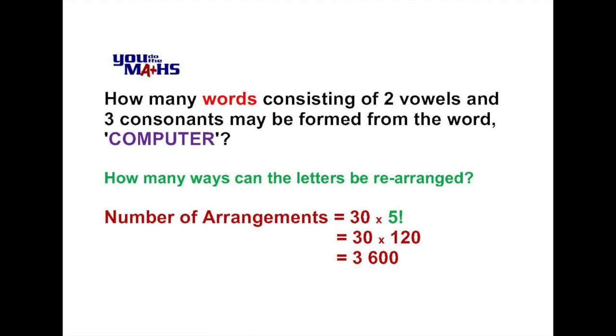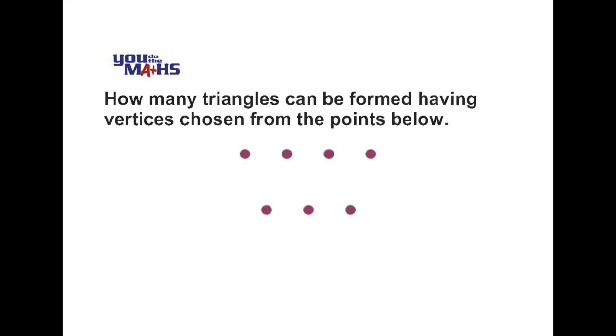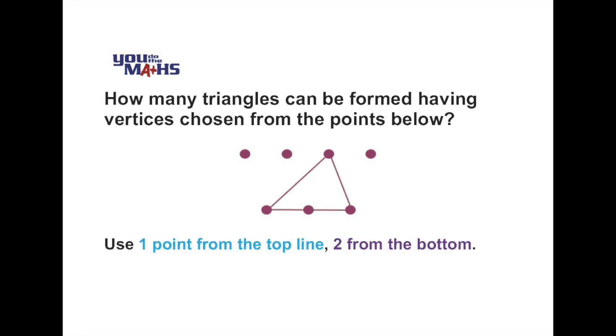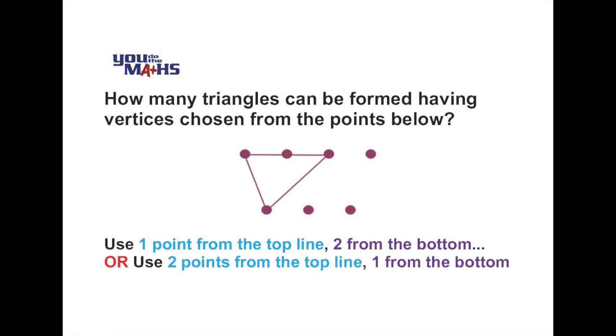In this next example, we're being asked to work out how many triangles can be formed from the points shown. The points are in lines, so in the top line we have 4 dots all in a row, and then we have another line of 3 points in the bottom line. To form a triangle we need to use 3 vertices. We can use 1 point from the top line and 2 points from the bottom, or alternatively we can use 2 points from the top line and 1 from the bottom.